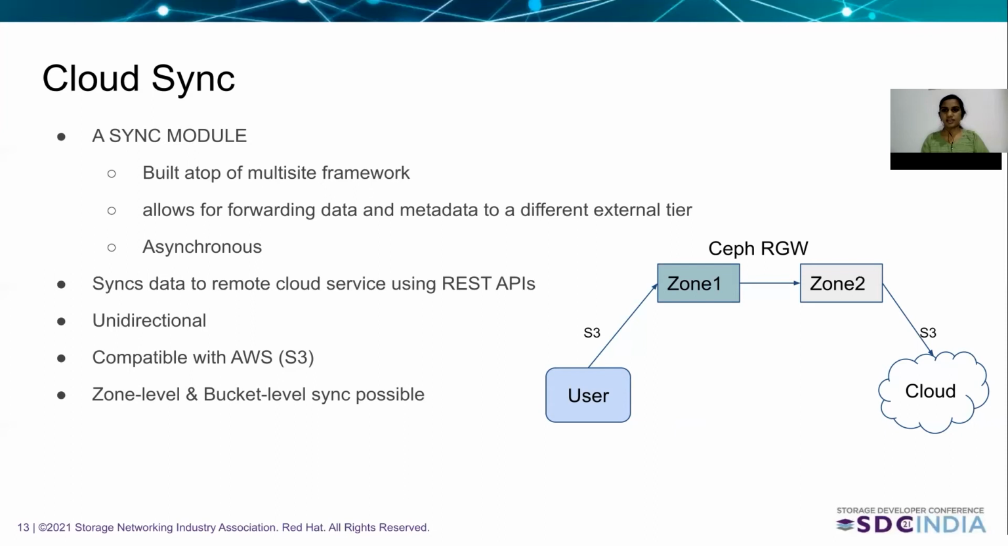It is unidirectional, that is the data is replicated from Ceph RGW to public cloud, but not vice versa at the moment. The sync is possible at the entire zone level, and also one can configure a particular set of buckets to be synced to S3 cloud. It need not be the entire zone, using the multi-site sync policy feature.